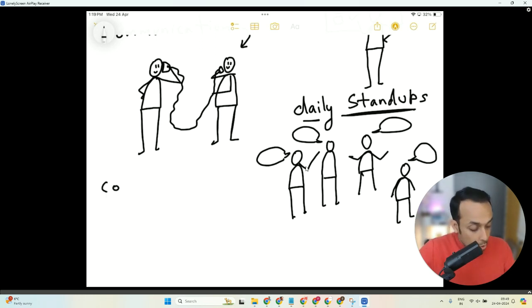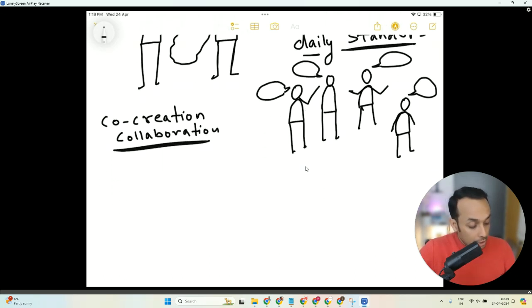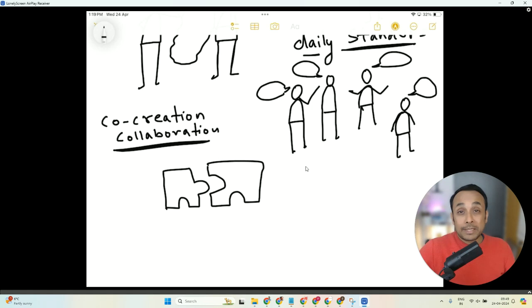How can we draw co-creation? And this can also be collaboration. How can we draw? I am taking the inspiration from my childhood memory, and in my childhood memory we used to play with this kind of a game. I am pretty sure you have already guessed it. What is this? A puzzle, or maybe you can call it a jigsaw puzzle.